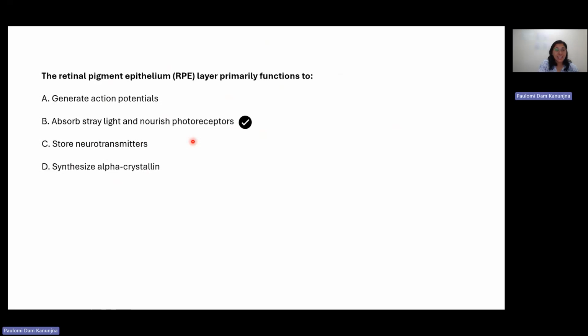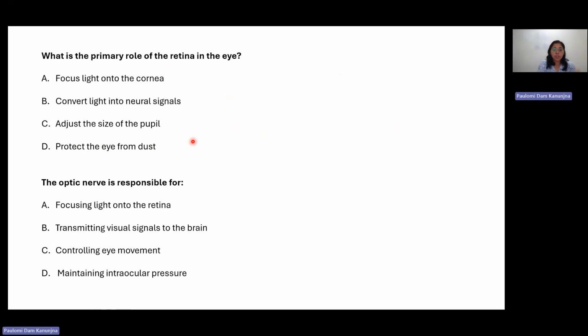And as you would have already guessed, these are responsible for absorbing the stray light. I said excessive light could damage your photoreceptors. So the excessive light, or stray lights which are coming from here and there, are absorbed. So that's the photo damage protection. And the other was nourishment, which is what is written here. Okay, moving on to the next one.